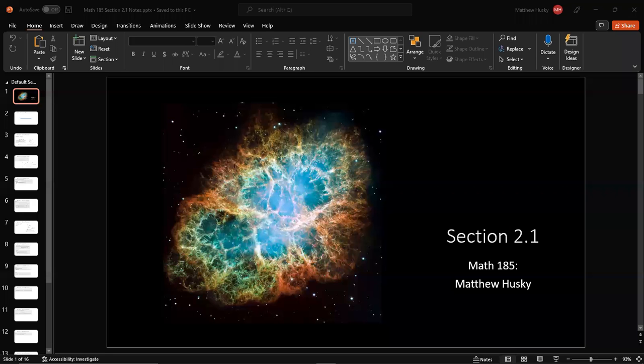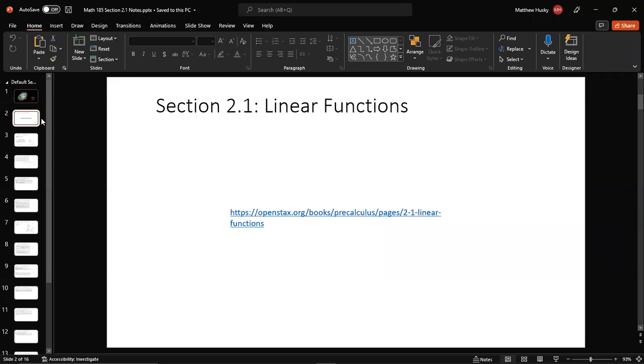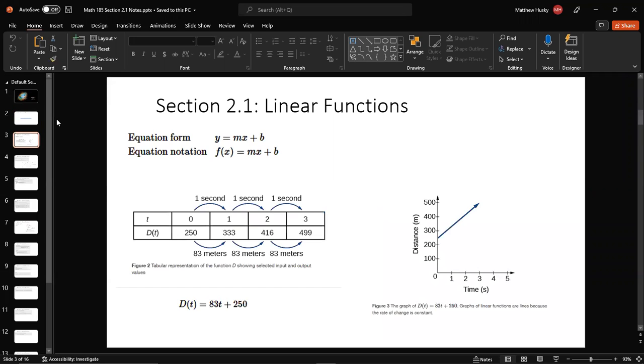So this is section 2.1. We're going to be spending some time talking about linear functions, so equations of lines and also graphs of lines. My thinking is that a decent chunk of the stuff we're going to do from this unit will be kind of review for everybody. But we are going to talk about it just to kind of remind ourselves.